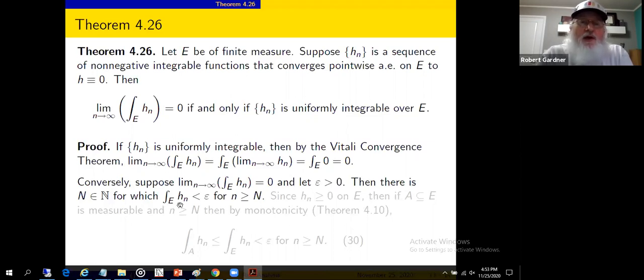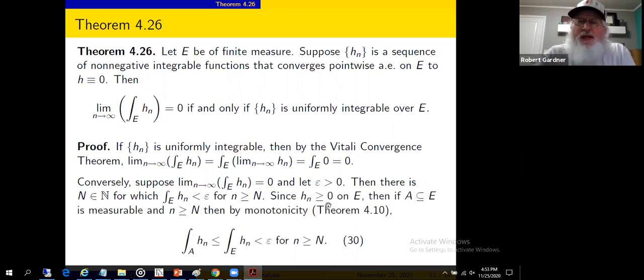In other words, the limit of these being 0 means you make the index sufficiently large. We can make these less than epsilon for a given epsilon. That's the definition of the limit of a sequence of numbers equaling 0, a sequence of non-negative numbers in particular. Each h sub n is greater than or equal to 0. Yeah, they were non-negative.